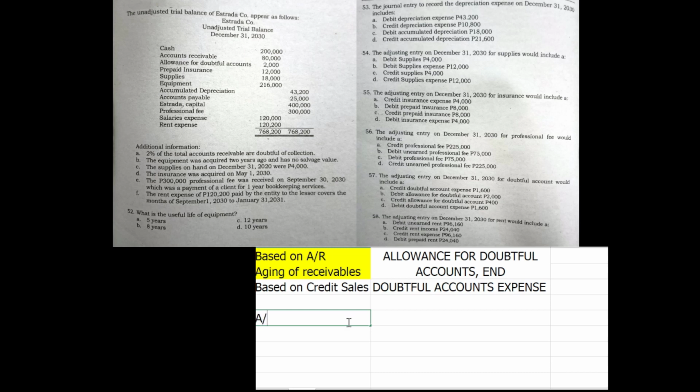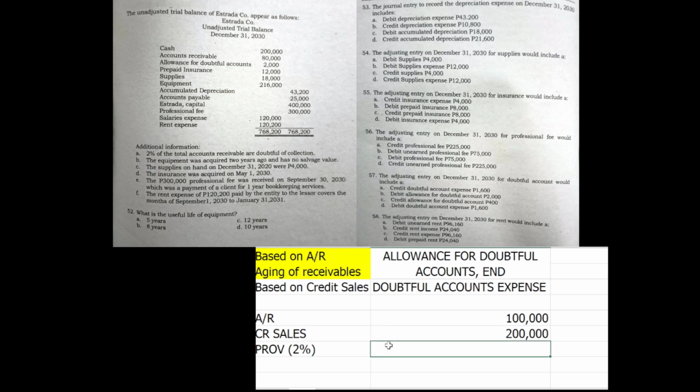So, for example, meron tayong AR. AR natin, let's say 100,000. And then, meron tayong sales. Yung sa dalawang muna ibibigay ko itong based on AR and based on credit sales. For example, meron tayong credit sales na, let's say, 200,000. Okay? So, let's say, yung ating provision for doubtful accounts is 2%. For example, 2% of our accounts receivable.